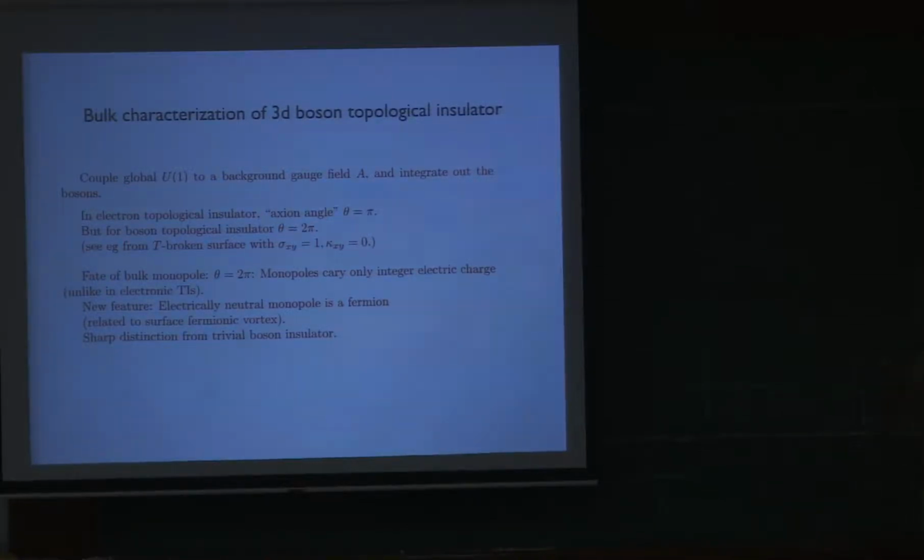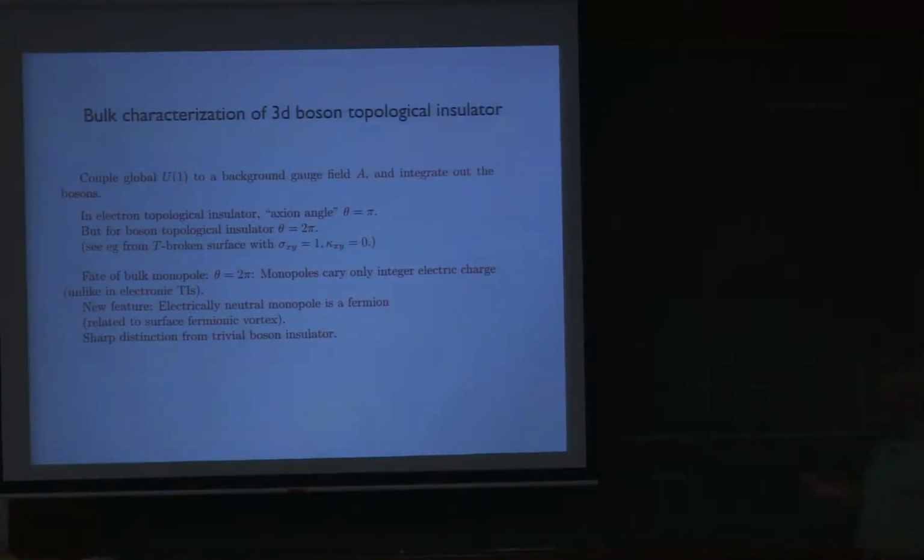This fact that the neutral monopole has become a fermion is closely related to the fact that the surface vortex is a fermion. Because the way to create a vortex on the surface is to throw a monopole from the bulk to the surface, from vacuum to the interior. Here the monopole is a boson, here the monopole is a fermion. So what it leaves behind at the surface is a fermion. So that's basically the reason why our original guess works. Right?